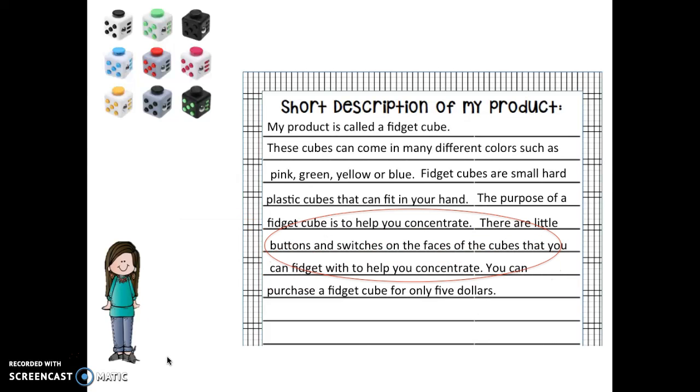I also described how it worked. I wrote in here about the little buttons and switches and how they can help you to concentrate. Try to include that in your short description too if you can. And the last detail I added in here was how much my fidget cube would cost. I'm sure if you're creating something really magnificent, your friends are going to want to know exactly how much they need to have in order to purchase your special good or service. So that's a good one to include also.